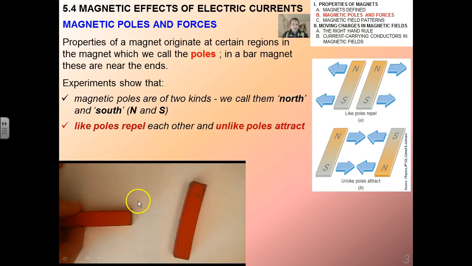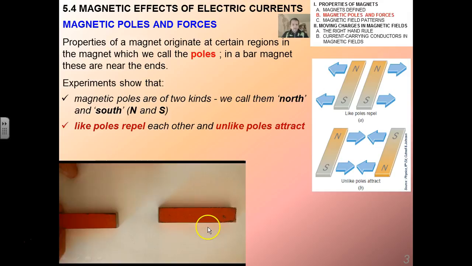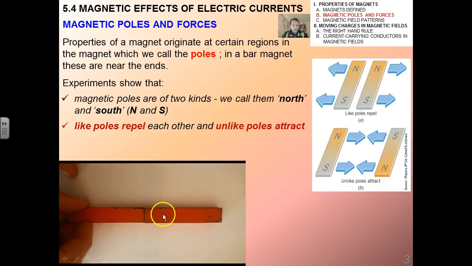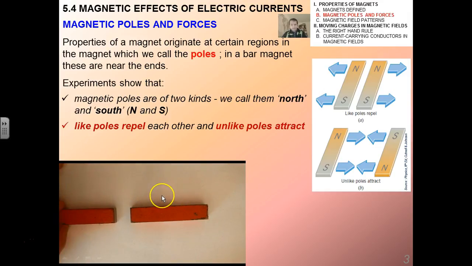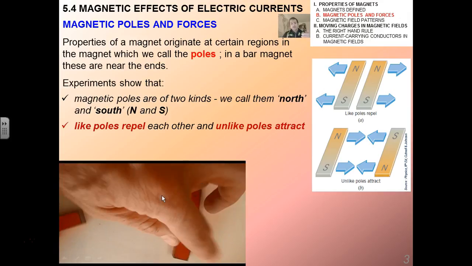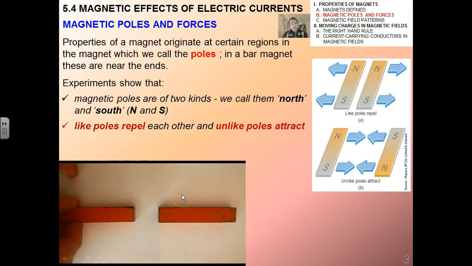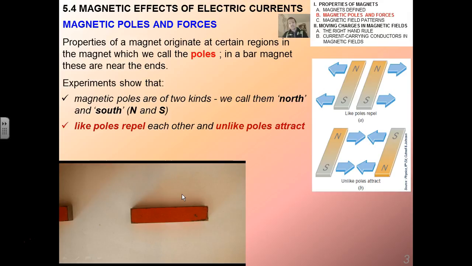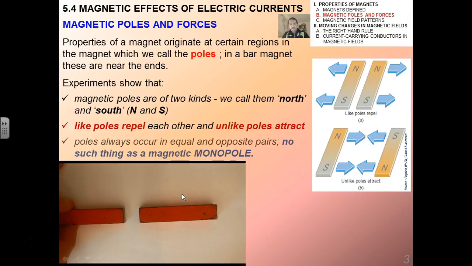So here you have two like poles. Okay, you turn this magnet around and they stick together because those are unlike poles. Okay, so like poles repel and unlike poles attract. Like charges repel and unlike charges attract.